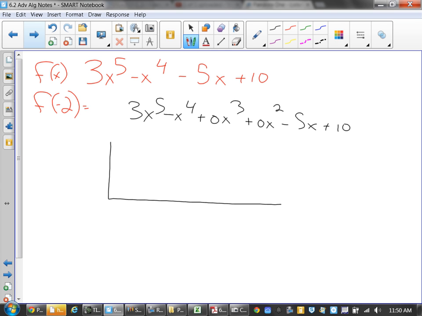Now, the reason that you got to put in those zeros is because they're just placeholders. Synthetic substitution, or synthetic division, however you want to get to this eventually, needs to have everything written in descending order without missing a power, without missing a single degree. So what you do is you pluck out your coefficients: 3, negative 1, 0, 0, negative 5, and 10. Okay? And we're substituting in negative 2.